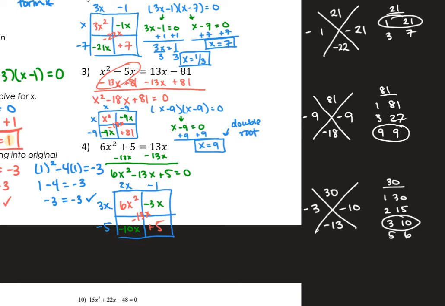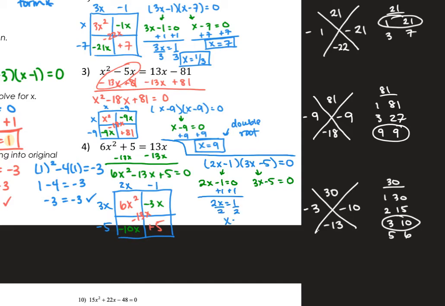All right, so now I have my factors. So it's going to be 2x minus 1 and 3x minus 5. That's equal to 0. Now we're going to use zero product property. So 2x minus 1 equals 0, and 3x minus 5 equals 0. So to solve, add 1. So 2x equals 1, and then divide by 2. So x is 1/2.